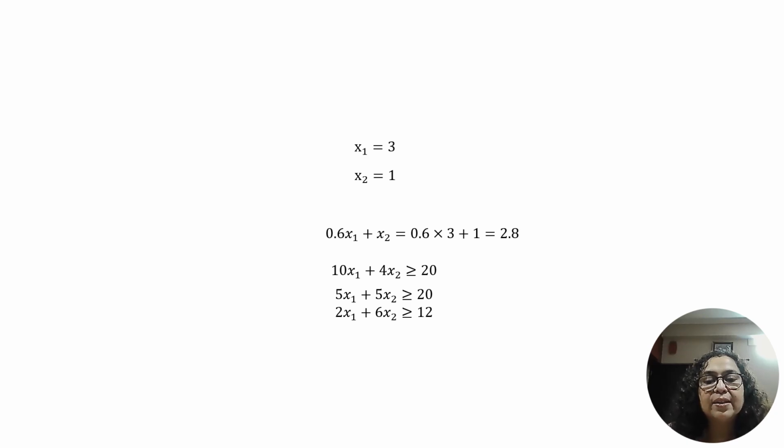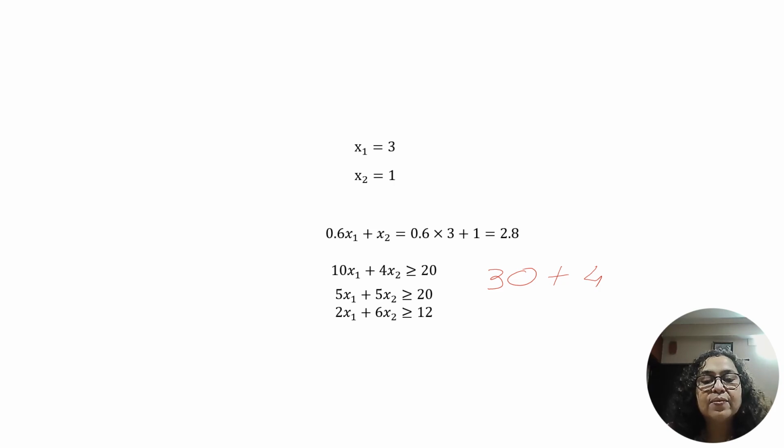And so we find the cost. We put it in our cost function. So 0.6 into 3 plus 1, we get 2.8. And let's see if the constraints are satisfied. So 10 x1, this is 3, so we have 10 into 3, that is 30, and plus 4, this is 34, so of course greater than 20.